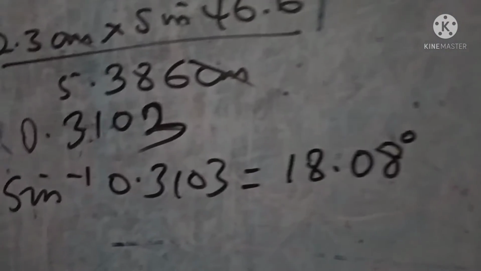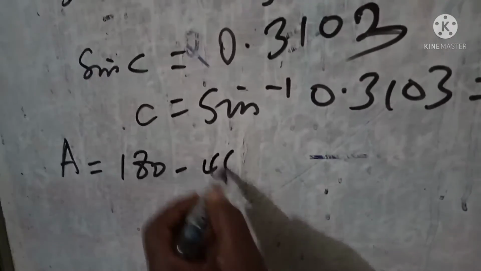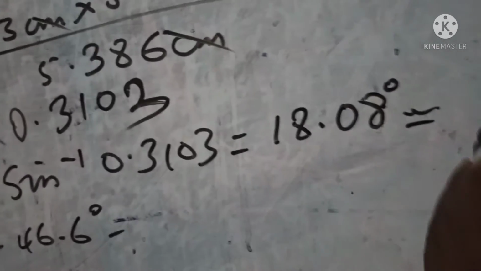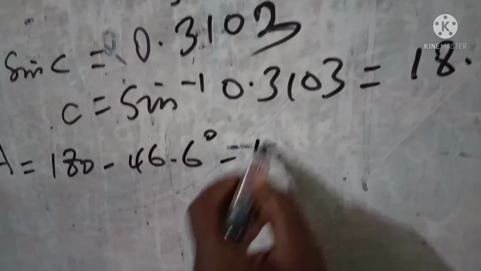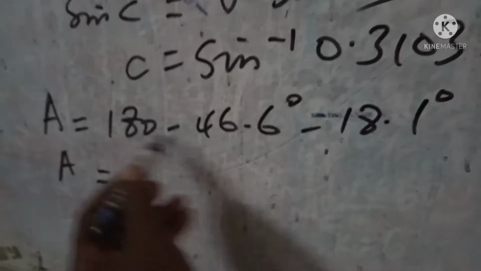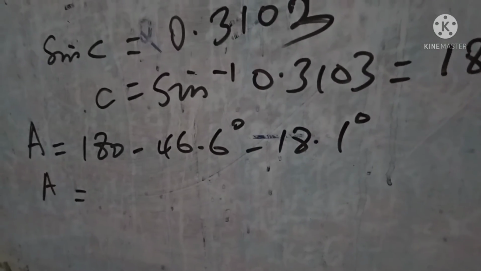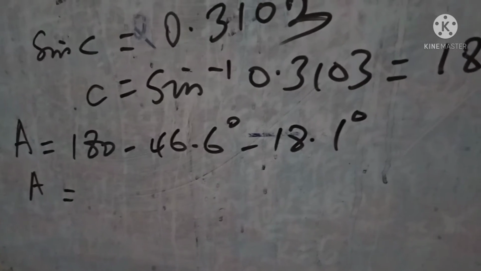So from here we can calculate A using sum of angle in a triangle. That means angle A will be equal to 180 minus angle B, 46.6 degrees, minus. Now we can approximate this one to 18.1 degree of accuracy. So we have 18.1. The reason is that this one is to one decimal place, so we can approximate this one to one decimal place also. So we have angle A to be equal to 180 minus 46.6 minus 18.1. You don't need to say bracket. Just say 180 minus 46.6 minus 18.1.